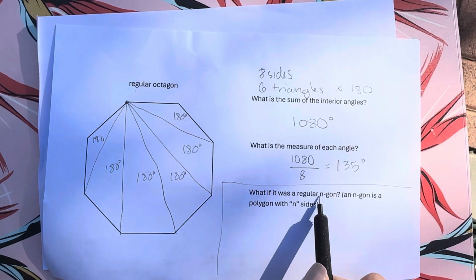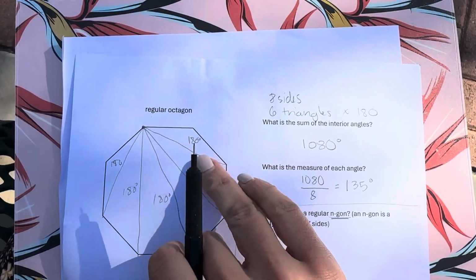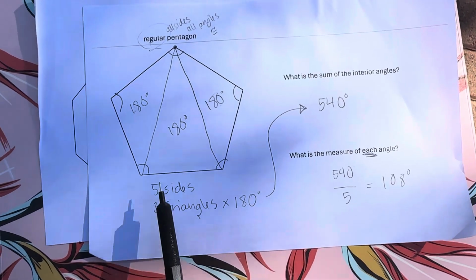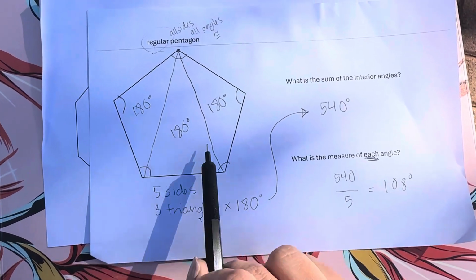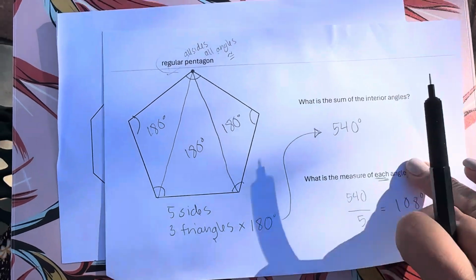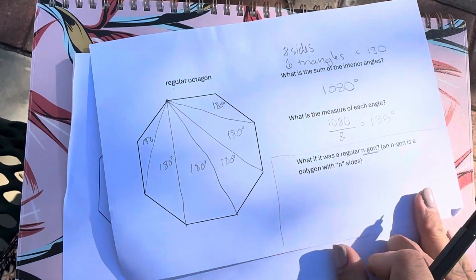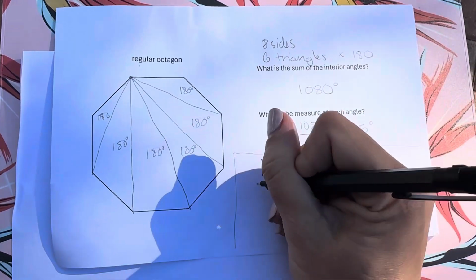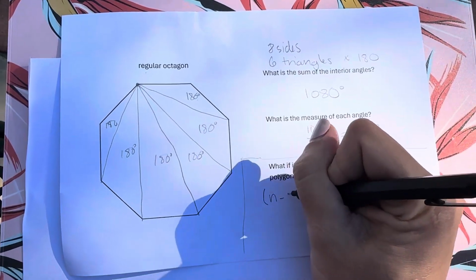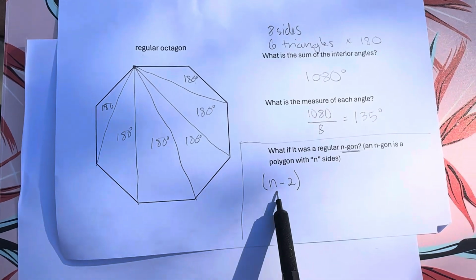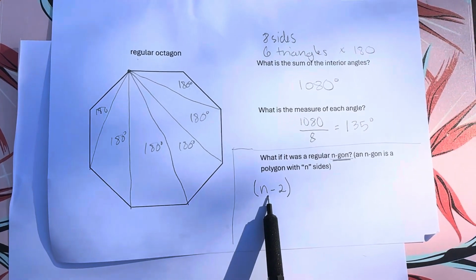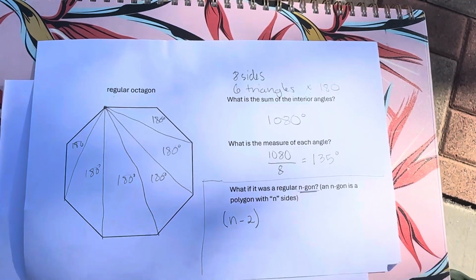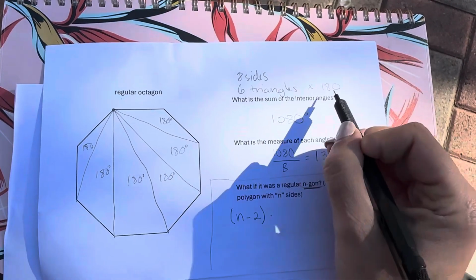N number of sides, meaning I don't know the number of sides. I want a general sense. So my 5-sided shape had 3 triangles. My 8-sided shape had 6. So I'm going to say that my n-sided shape will have 2 less triangles than however many sides it has. So n minus 2, 2 fewer. 8 had 6, 5 had 3. And then I'm going to multiply that by 180.